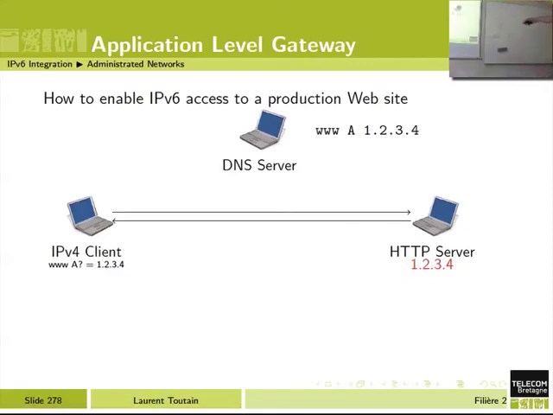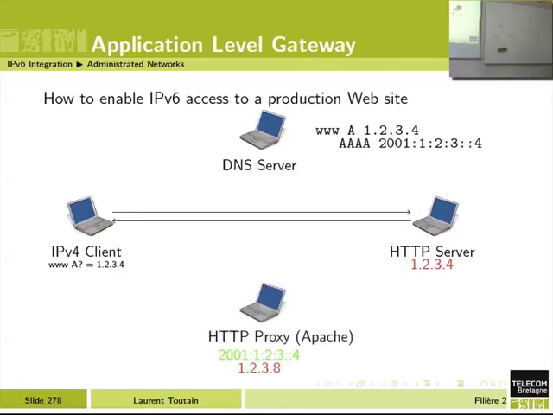So here, I have an IPv4 client that wants to connect to a server. As you know, it will first query the DNS server. The DNS server will give the IPv4 address, and then you connect. Now, what you can do is to put what we call a reverse proxy. So you configure this reverse proxy to go to this HTTP server. And what you do in your DNS server is to publish the IPv6 address of the proxy.